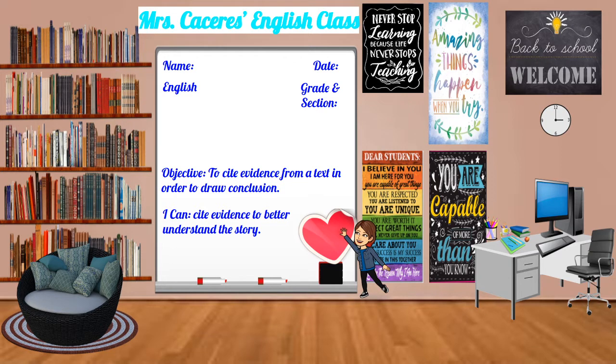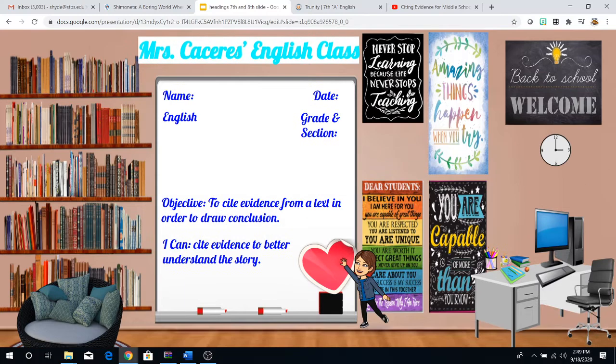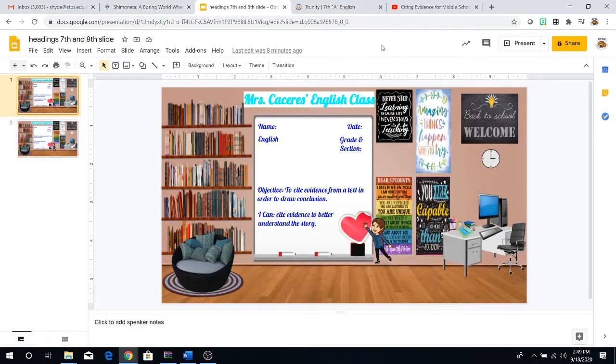Our objective for class today is to cite evidence from a text in order to draw a conclusion. Your I can statement is, I can cite evidence to better understand the story. Now remember, if you need more time to take this down in your notebook, you can always pause the video for a few minutes, or you can just rewind so you can get what you need.